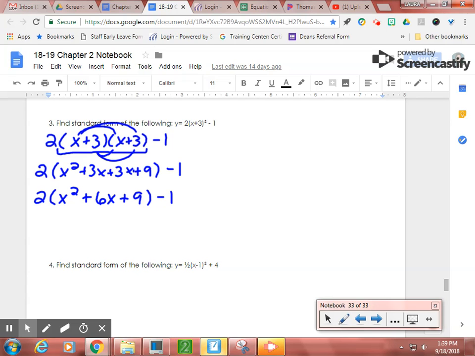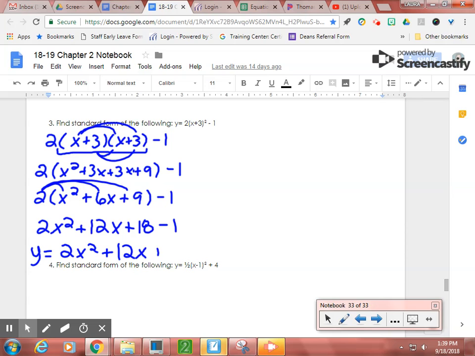Now you're going order of operations on this. So you're multiplying. You need to distribute this to everything. So I have 2x squared plus 12x plus 18, and then minus 1. So your final answer should be 2x squared plus 12x plus 17.